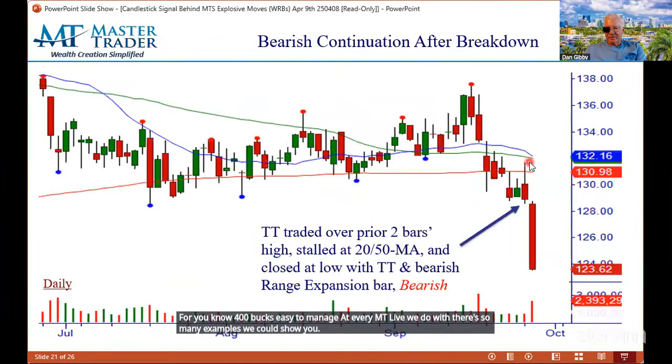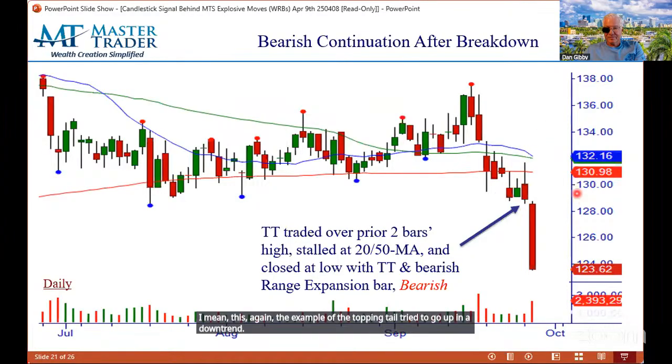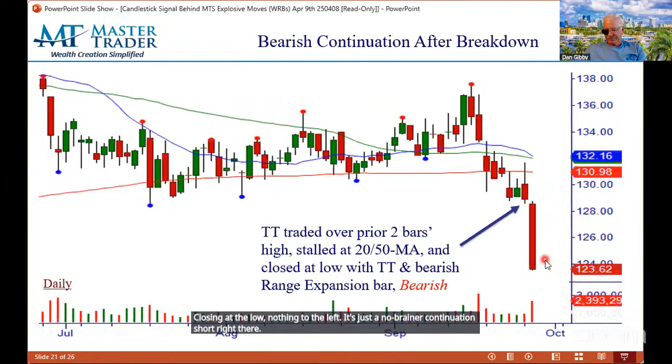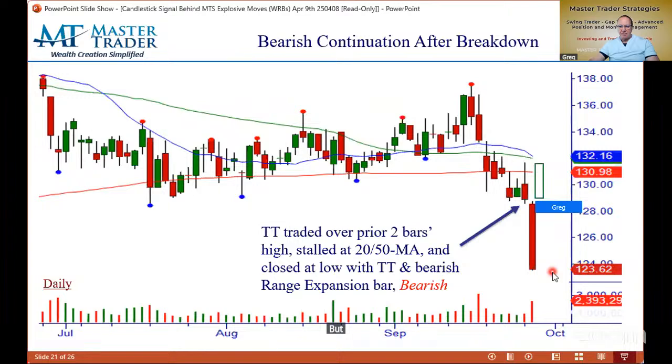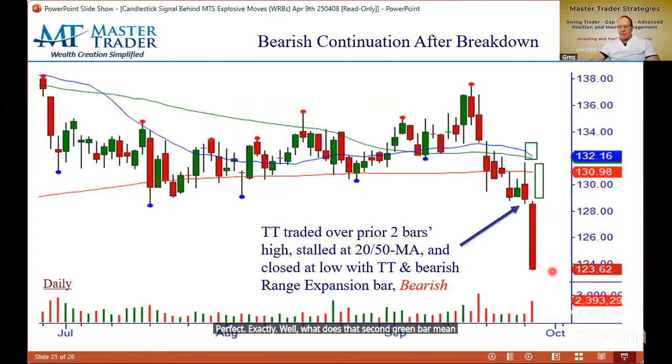I mean, this again, the example of the topping tail tried to go up in a downtrend, closing at the low, nothing to the left. It's just a no brainer continuation short right there. But it was this before it became that. Perfect, exactly. Well, what is that second green bar? I mean, this one.